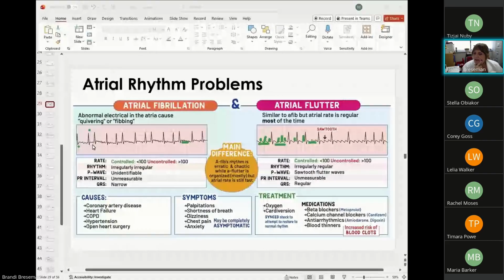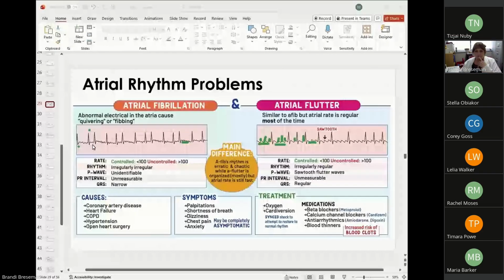Medications that we use to treat AFib and aflutter: beta blockers, because one, they keep the heart rate down, and these rhythms frequently go into tachycardias. Metoprolol is a common one. Calcium channel blockers like Cardizem, and we will use that acutely for sure. Antiarrhythmics like amiodarone and digoxin.